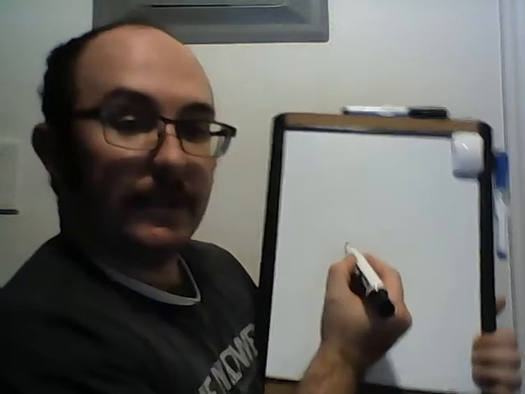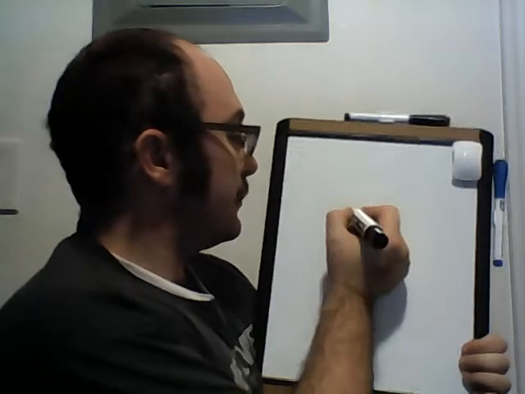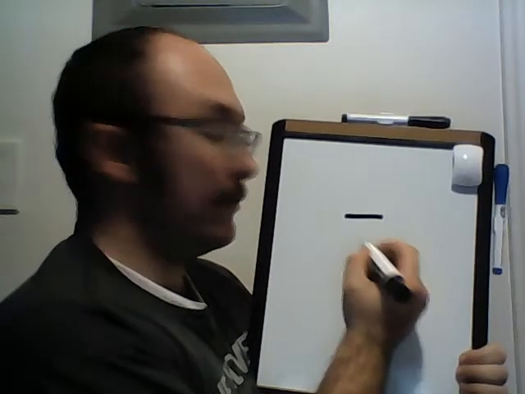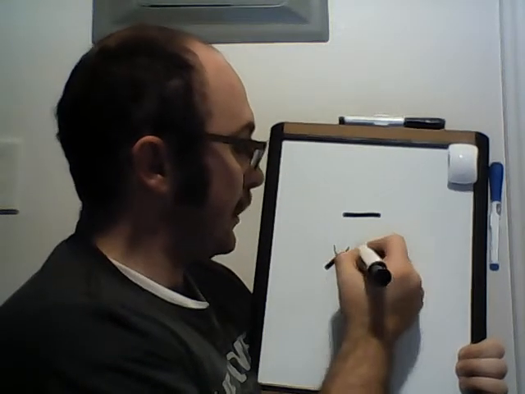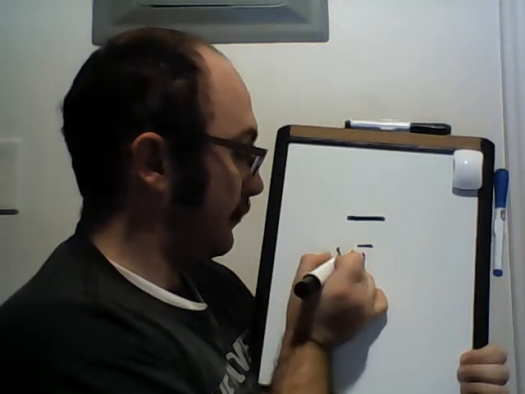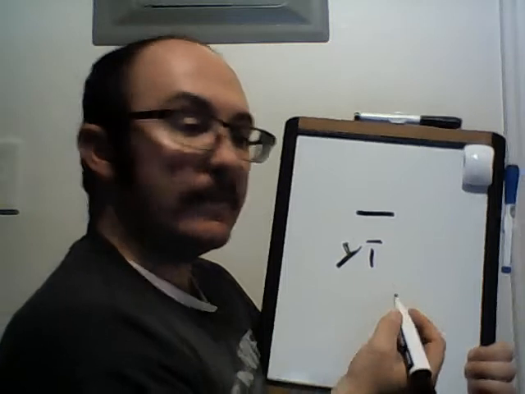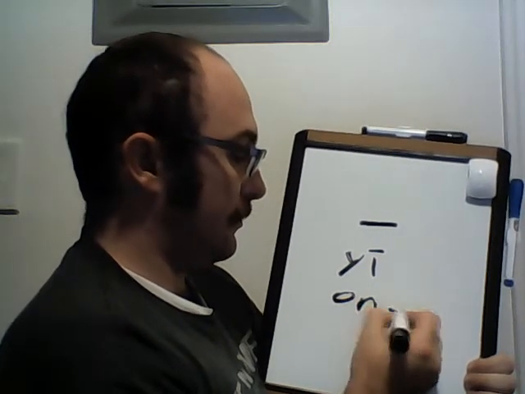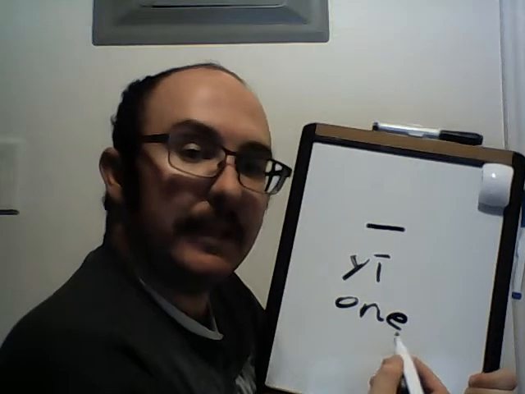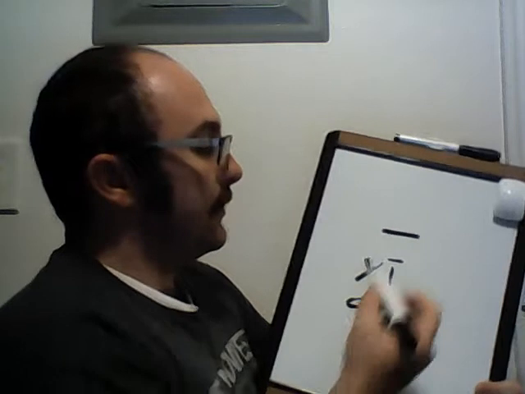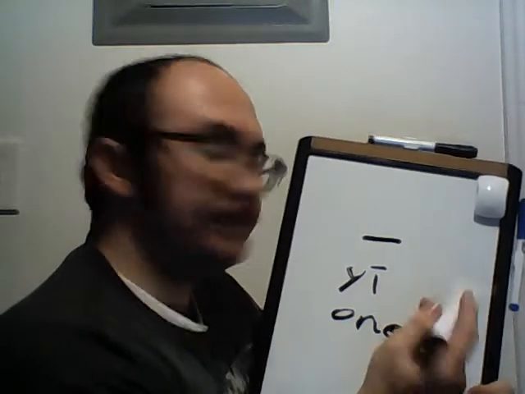So the first radical, not surprisingly, based on Chinese logic, is yi. Simply a horizontal stroke. Pinyin is Y, I, first tone. Yi, and it simply means the number 1, among other symbolic meanings that are all inherently related to this number 1 idea. So like I say, this is the first radical.